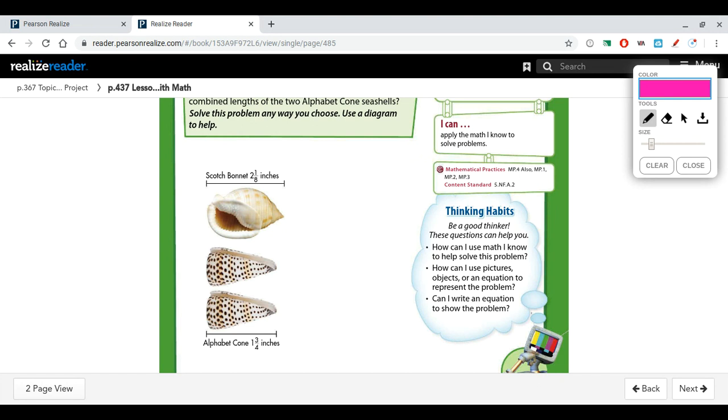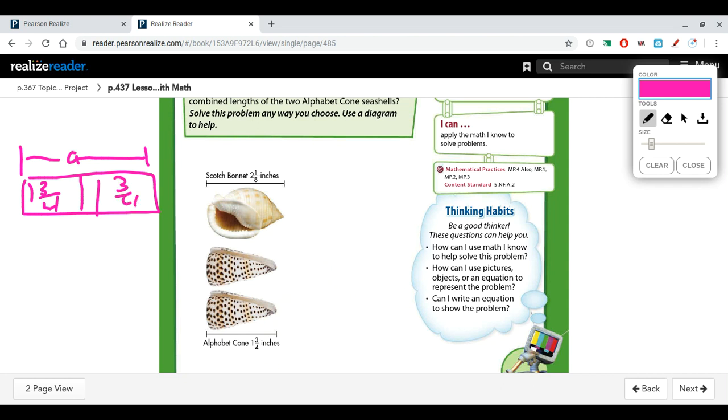So the first thing we're going to do is we're going to break this problem apart. So she found 3 seashells at the beach. How much shorter is the Scotch bonnet seashell than the combined length of the 2 alphabet cones? So my first step is I'm going to combine the length of the alphabet cones. And so if I put this in a bar diagram, my total length is going to be 1 3/4 added to 1 3/4.